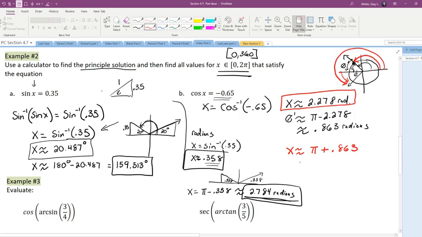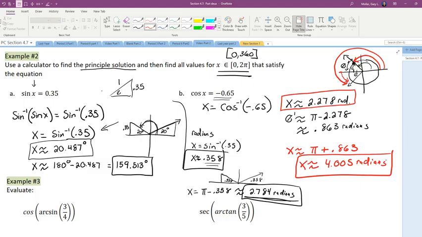Which gives me x is approximately equal to 4.005 radians. Now, this seems probably hard and confusing, but it's only hard and confusing because we are using a non-standard version of what we've been doing. Like if this was pi over 6 and pi over 3, this would not be hard.